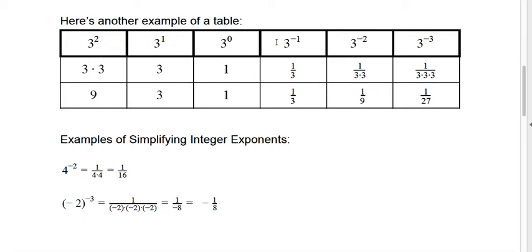So what I want you to notice is that each of these negative exponents, they're all written as fractions. Anytime you have a negative exponent, you're always going to have it written as a fraction, and it is always going to have 1 as the numerator. So for 3 to the negative first power, you have 1 over what 3 to the first power would be. And for 3 to the negative second power, you have 1 over what 3 to the second power would be, which is 9. 3 to the negative third power, 1 over what 3 to the third power would be, which is 27.